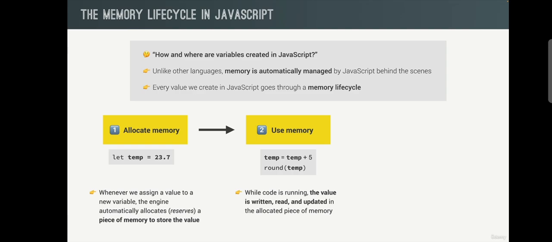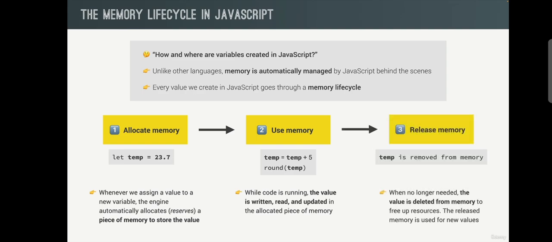And finally, what happens when the value is no longer needed? Well, in that case, at the end of a value's lifecycle, the memory it occupies gets released. Or in other words, when a value is not necessary anymore, it's deleted from memory, and the freed up memory can then be used for new future values. And we're going to learn later how exactly that happens behind the scenes. But for now, in this lecture, let's start to look at the first step in more detail, which is memory allocation.